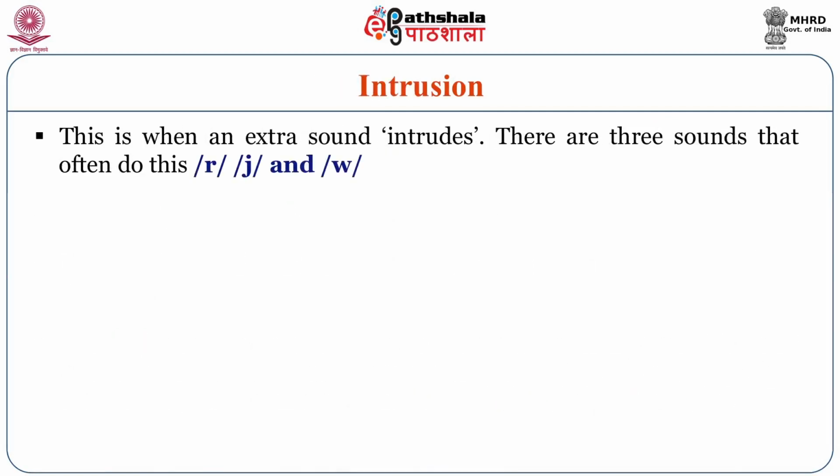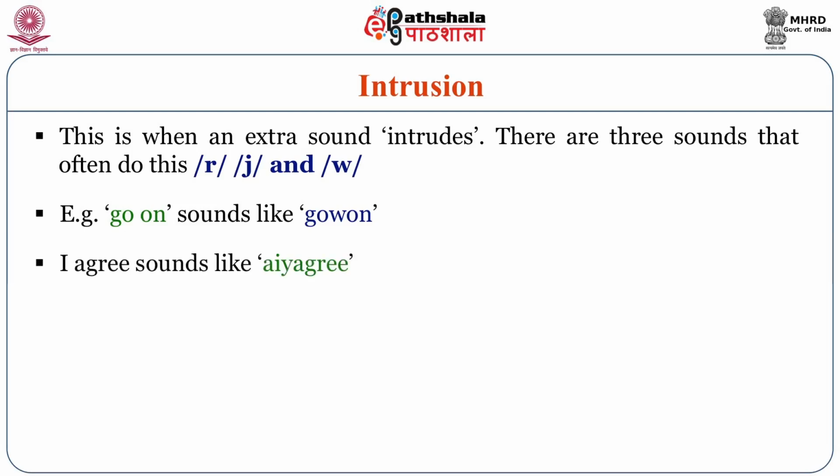We have intrusion. What is intrusion? This is when an extra sound intrudes. There are three sounds that often do this intrusion: r, y and w. For example, "go on" sounds like "go won." Here a w comes instead of o. "I agree" sounds like "I yagree." "Law and order" sounds like "law rand order." So this is called intrusion.